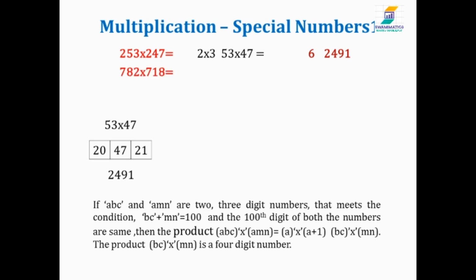One more example. 782 into 718. 82 plus 18 is 100. So 7 into 8. What is 7 into 8? Which is 56. Now 82 into 18. Like the earlier case, 8 into 1 is 8. 8 into 8 plus 2 into 1 becomes 66. 2 into 8 is 16. So when you assemble the answer, take 6, add 1 to 66. So retain 7. 6 gets added to 8. It is 5676.